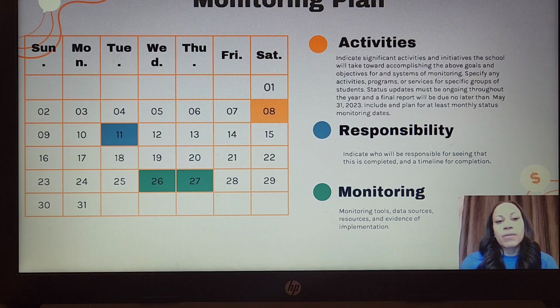And so on their template, they will show what they are doing to monitor their activities. What are the data sources they are using, such as NWEA or classroom assessments. And they will show evidence of implementation. For example, if they had a parent meeting, they would have the sign-in sheet from the parent meeting. So those are the strategies that we will use to monitor those goals and objectives being met.